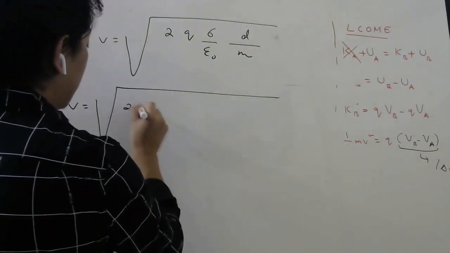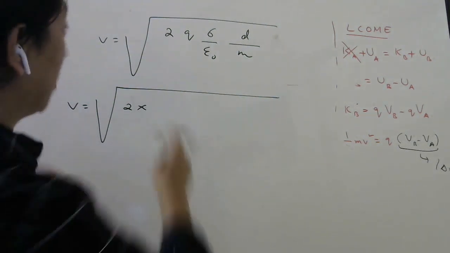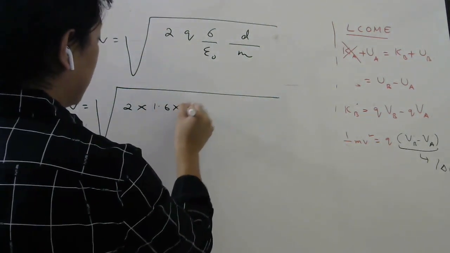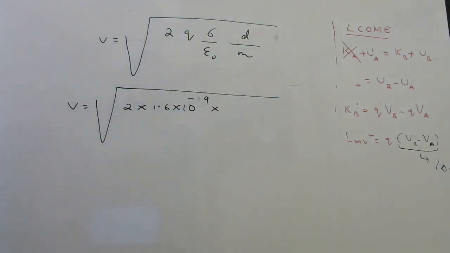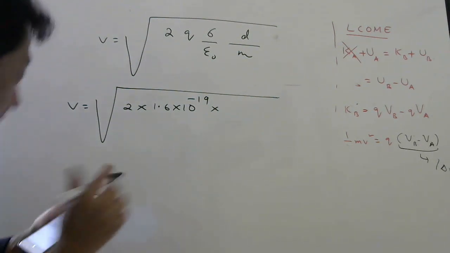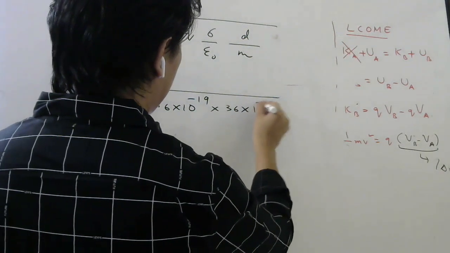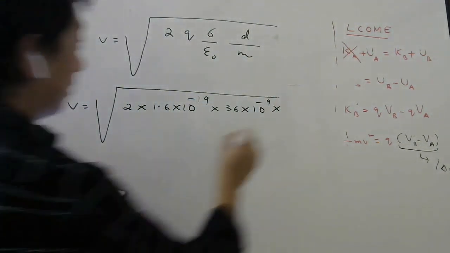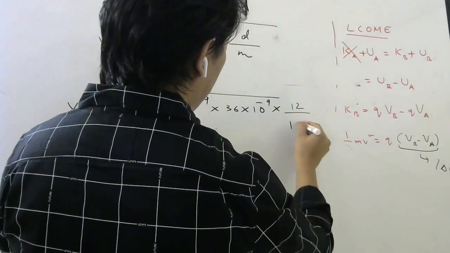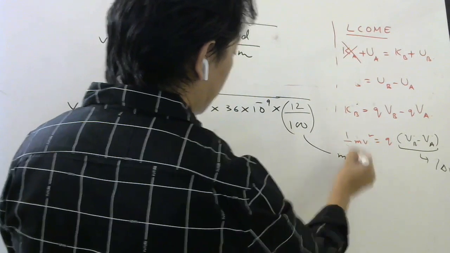So what is the charge of the particle which is moving here? The particle which is moving is a proton. So the charge of a proton, you should remember, is 1.6 into 10 power minus 19 coulomb. What was the surface charge density on the two plates? The magnitude of the surface charge density was 36 into 10 to the power minus 9. d was the distance between the plates, which was 12 centimeter. Convert into meters, so 12 by 100. You have to convert in meters.